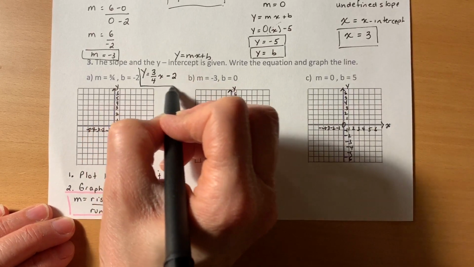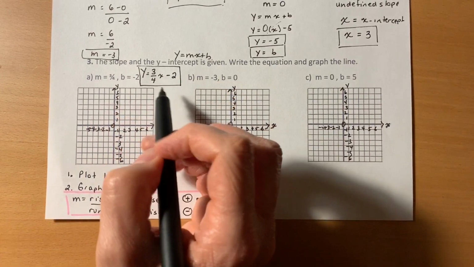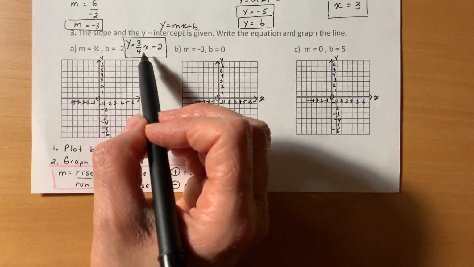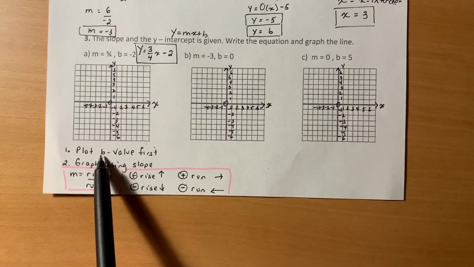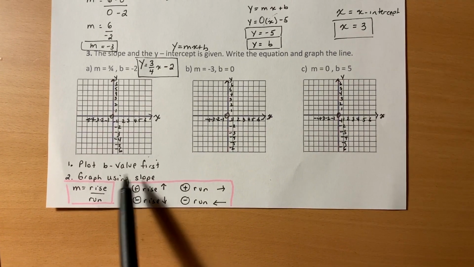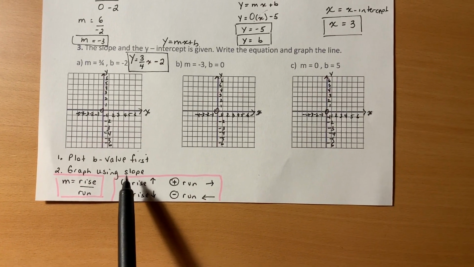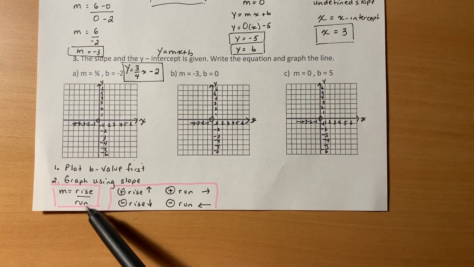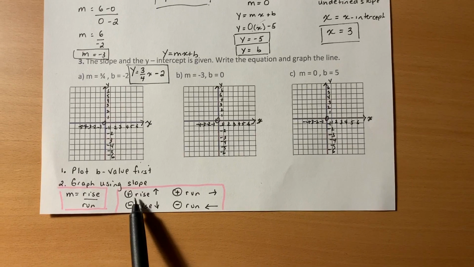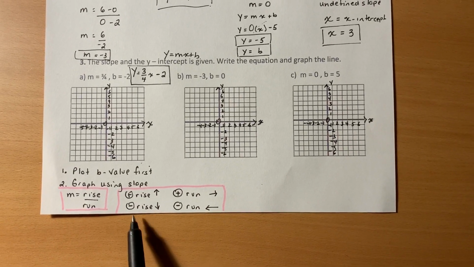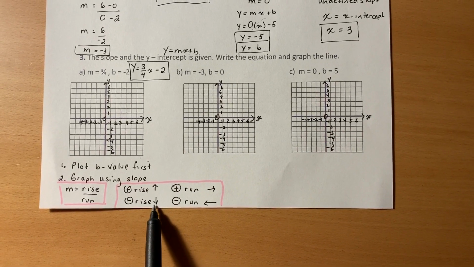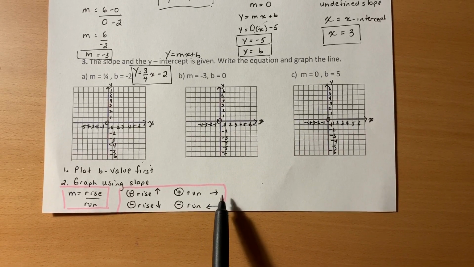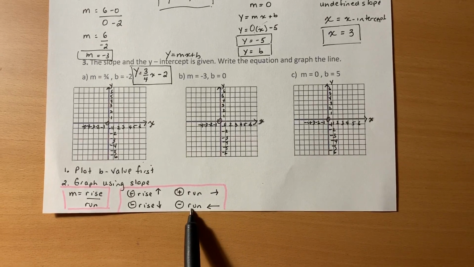So what we're going to do now is we're going to graph this. But we're going to graph it without a table of values, okay? We're going to graph it by plotting the b value first, and then we're going to graph the rest using our slope, keeping in mind that a slope is a ratio of our rise over our run. If our rise is positive, we're going to go up. If our rise is negative, we're going to go down. If our run is positive, we're going to go to the right. If our run is negative, we're going to go to the left.